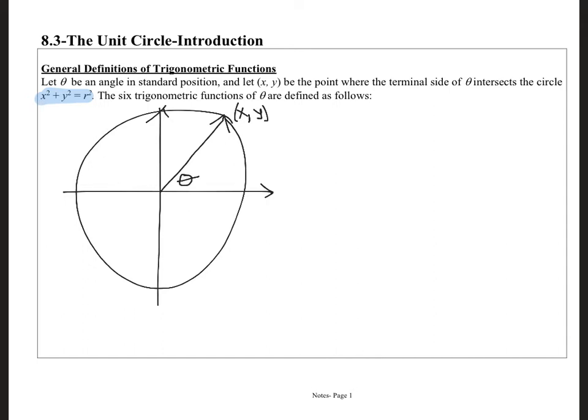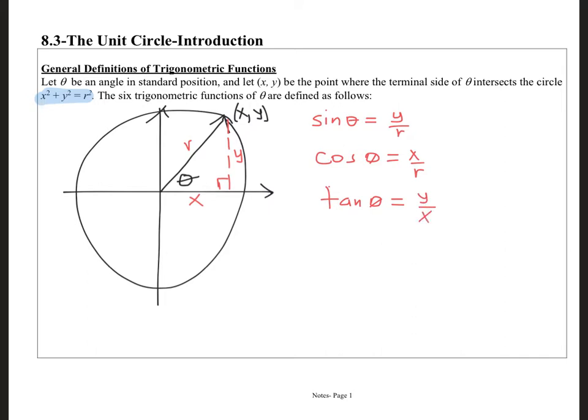And what I'm going to do is make a triangle here. This is x, and this is y, and this is the radius. So I want to get the 6 trigonometric ratios. Sine of theta is opposite over hypotenuse, which is y over r. Then cosine of theta is adjacent over hypotenuse, which is the radius, x over r. And then tan of theta is equal to y over x.